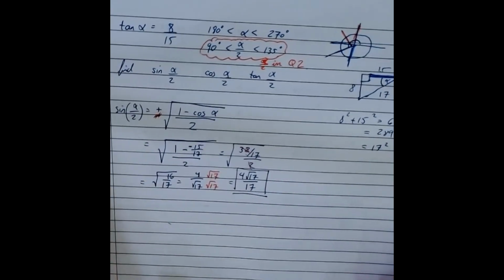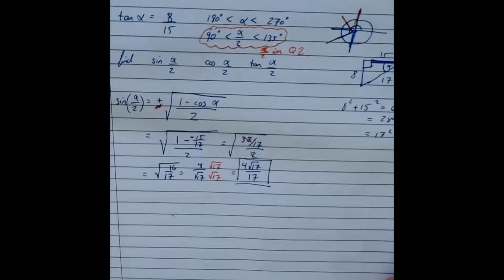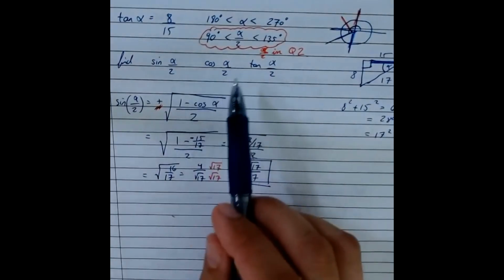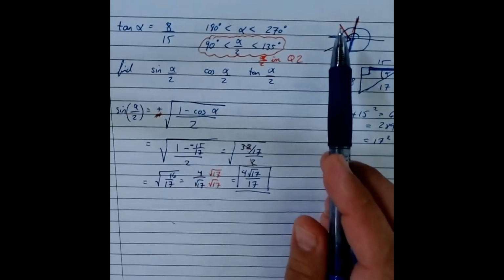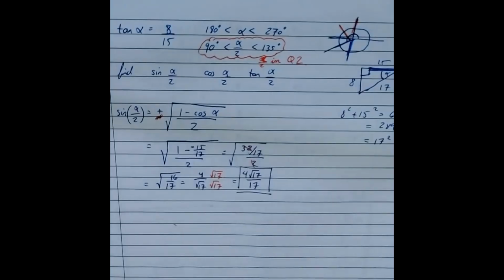Go ahead and try the other two. Go ahead and pause the video and finish off the problem. Go ahead and find the cosine of alpha over 2 and the tangent of alpha over 2. And again, don't forget that it has to rest in the correct quadrant. Pause the video for whatever amount of time you need. And once you're done, go ahead and unpause and we'll finish it together.